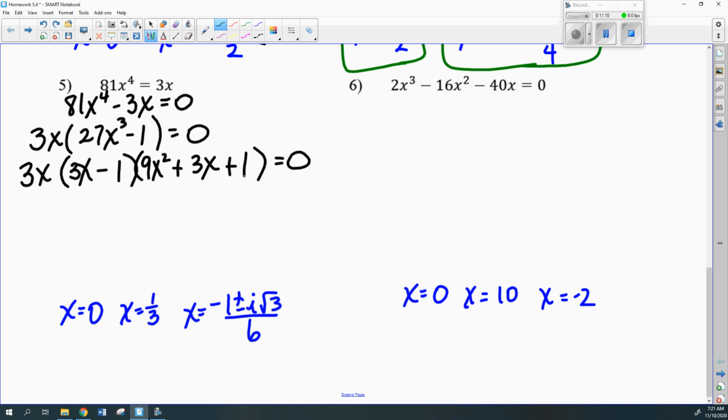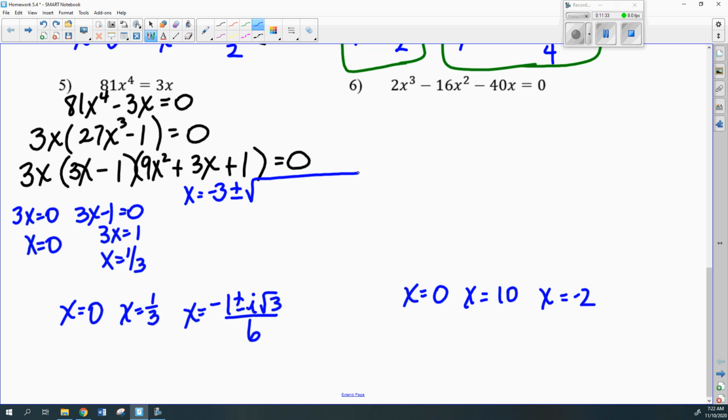So now you're ready to set each factor equal to 0. Divide this one by 3 and we still get 0. Set the next one equal to 0. We're going to have to add 1 and divide by 3. Okay? And then for the last one, we're going to have to use the quadratic formula. So x equals negative of the b value plus and minus the square root of the b squared minus 4 times the a times the c all over 2 times the a.